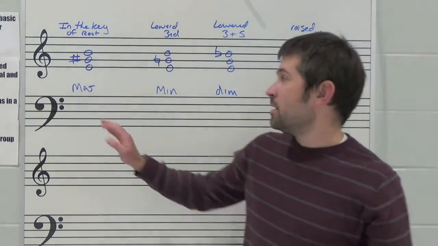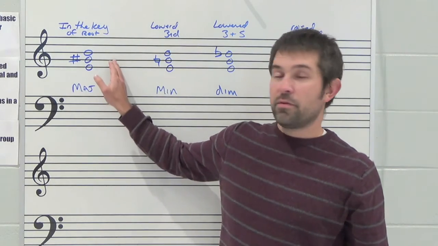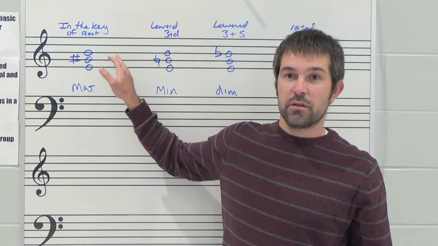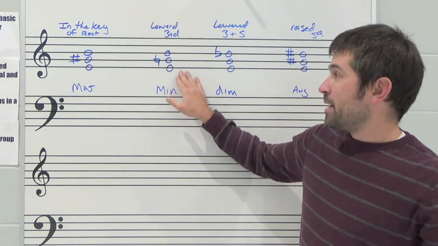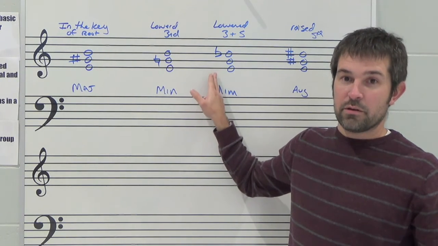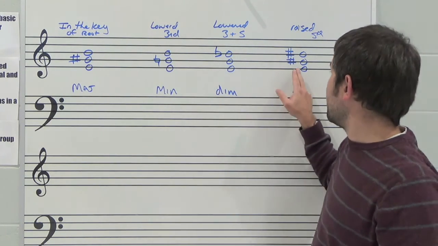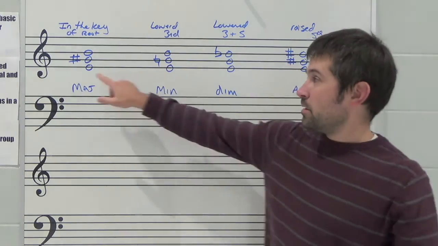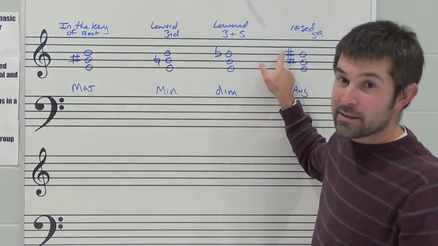Okay, so once again, a major triad, all the third and the fifth fit in the key of the root. A minor triad has a lowered third, a diminished triad has a lowered third and a lowered fifth, and an augmented triad has a major third, same as major, and then a raised fifth.